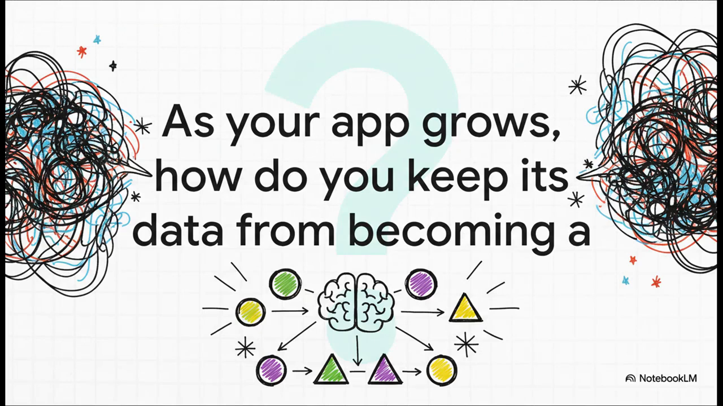Yeah, it's a challenge we all face, right? As your app starts to grow, sharing state between components can feel like you're trying to conduct an orchestra where every musician is just playing a different song. It's total chaos. Well, think of Pinia as the conductor that finally brings some harmony to your app's data.